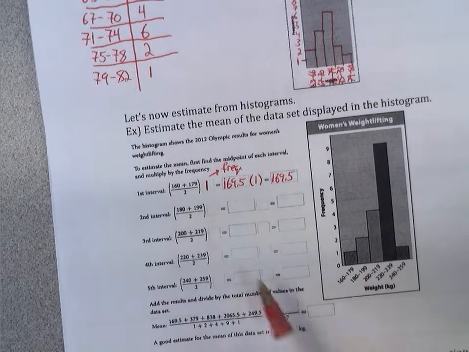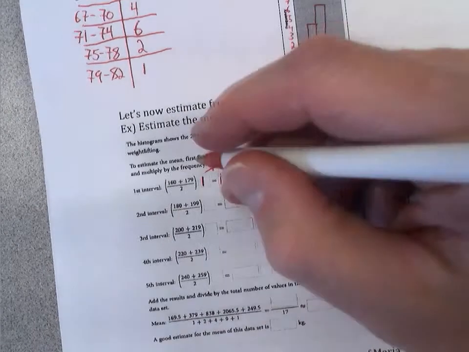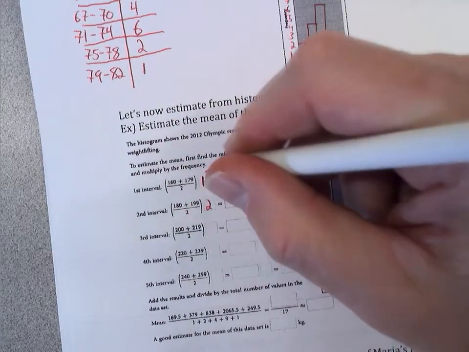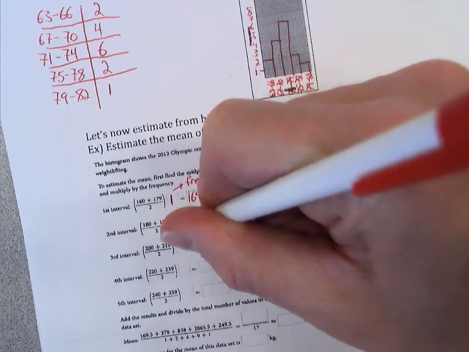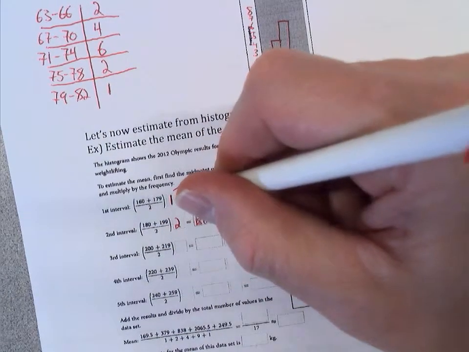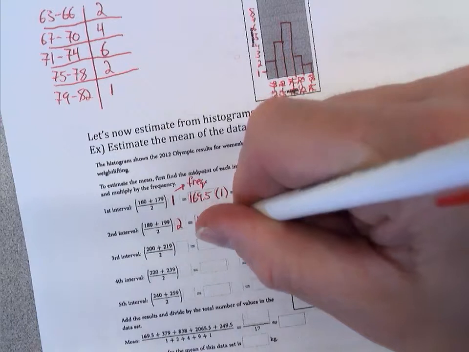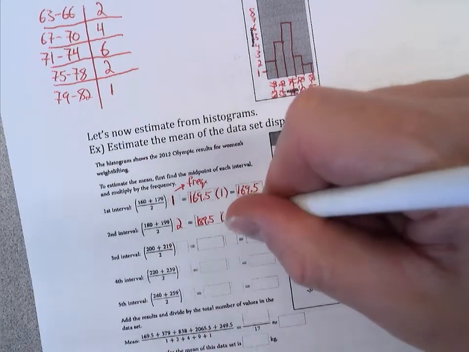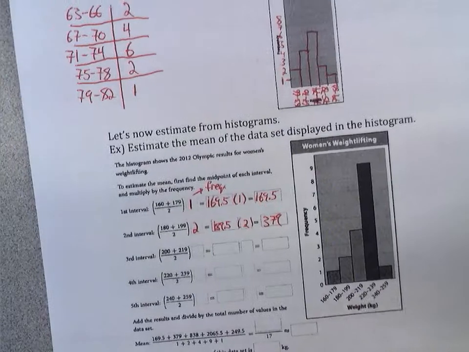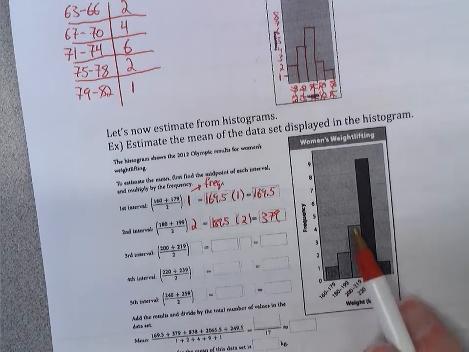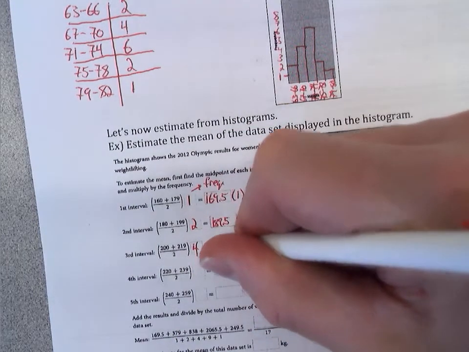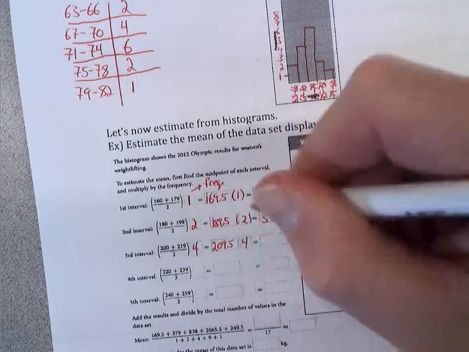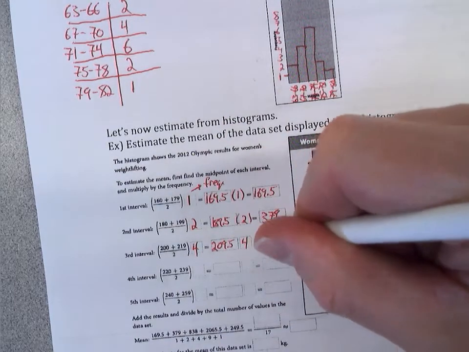Now if I look at the next category, 180 to 199, notice there's 2. So that's my frequency. And the average in this category of 180 to 199 is right in the middle, 189.5. And I'm going to multiply that by 2. And that gives me 379. The next category, 200, we've got 4 there. And again, the average here is 209.5 times 4. That gives me 838.